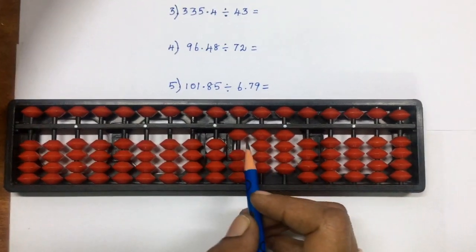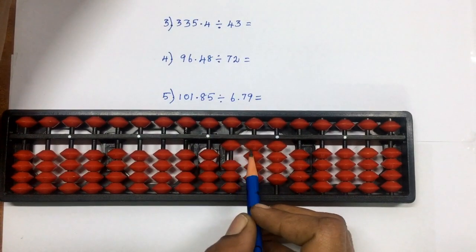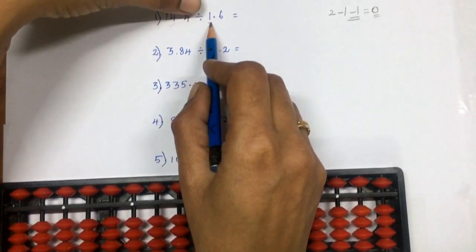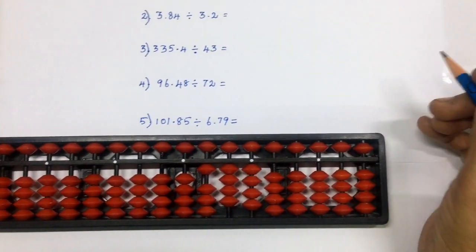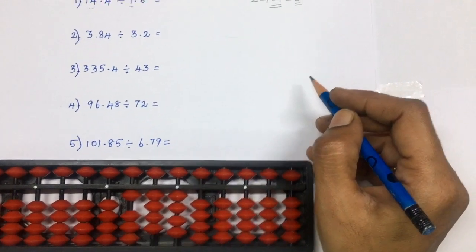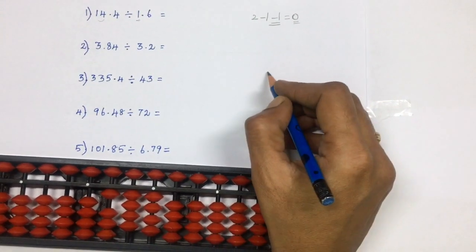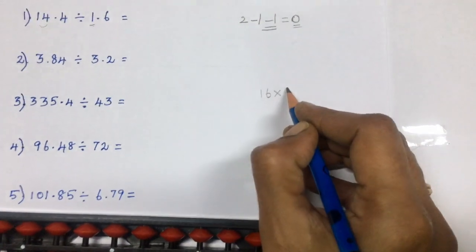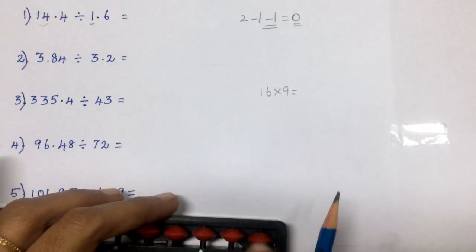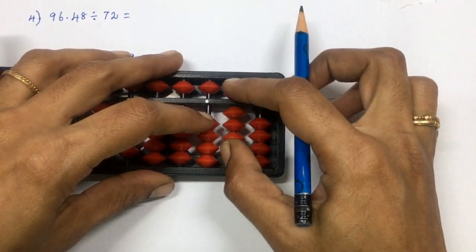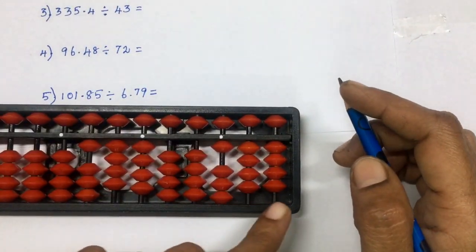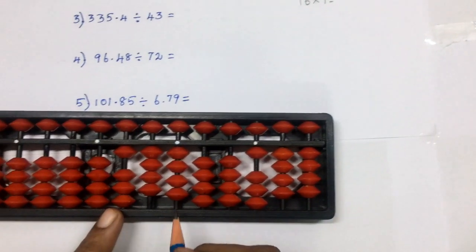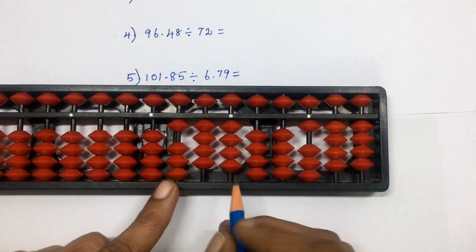To get the quotient, divide 14 by the first digit of the divisor. 14 divided by 1, 10 times. So 10 times obviously we can't set it as a quotient. So we can take 16 into 9. 1 into 9, 0, 9. 6 into 9, 54. 144. Okay, we got the answer.